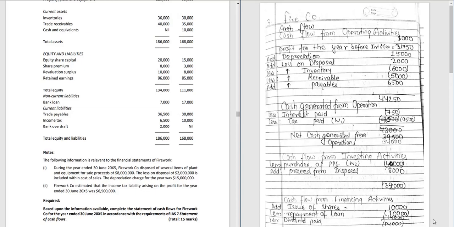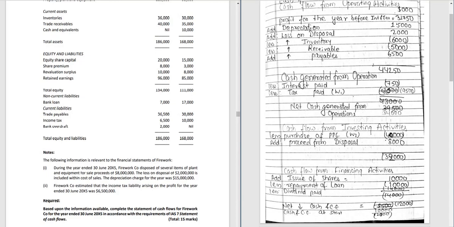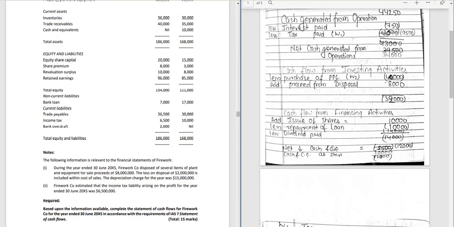So after that we will calculate the cash flow from the financing activities. So first we will look at how much capital we have raised. Share capital is increasing from the previous year by 5,000, as well as share premium also increasing by 5,000. So we will add these two amounts, we will get 10,000. So issue of share 10,000 I have put in there.